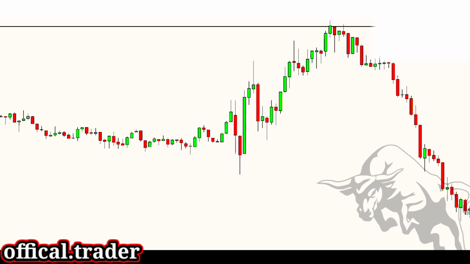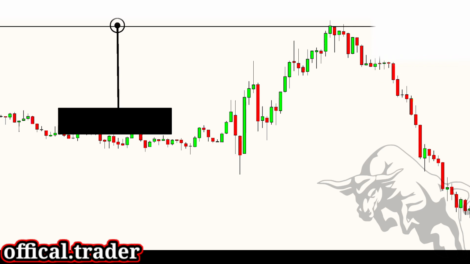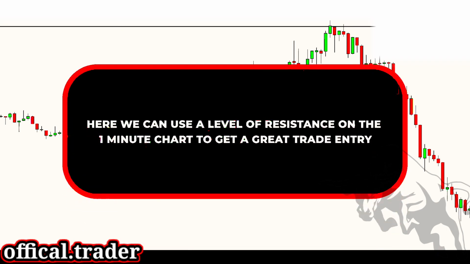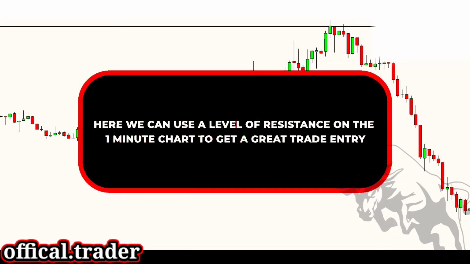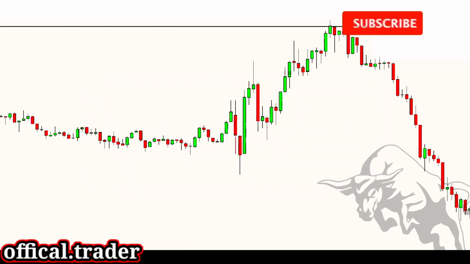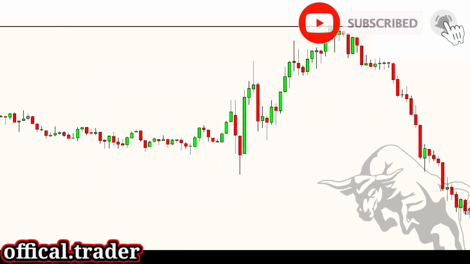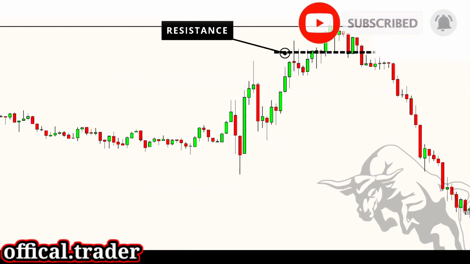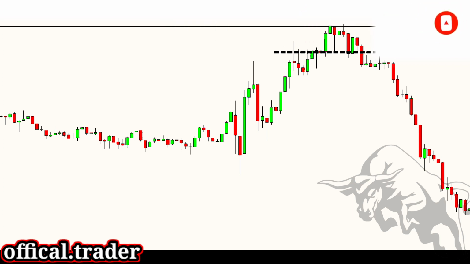Here's a 1 minute time frame of the pound dollar in the exact trade location we're just looking at on the 5 minute chart. Here's the higher time frame key level. Here we can use a level of resistance on the 1 minute chart to get a great trade entry. You can see the level of resistance forming here as we approach the higher time frame key level.